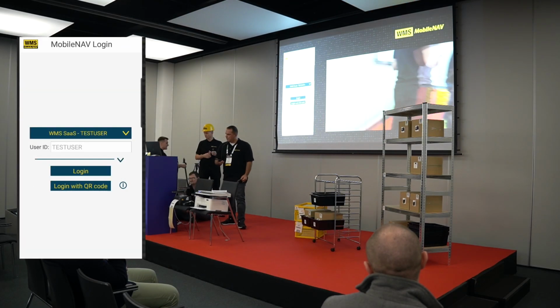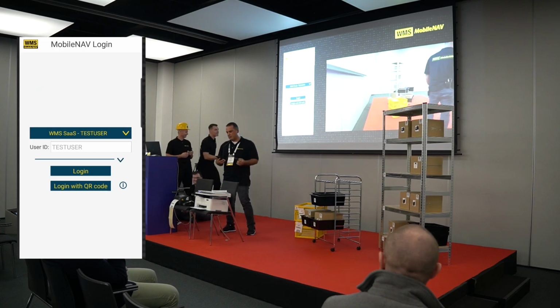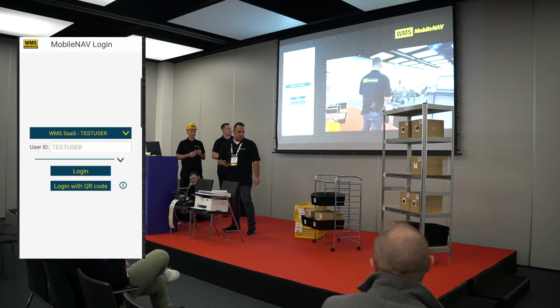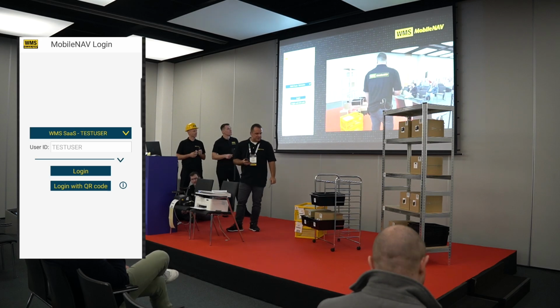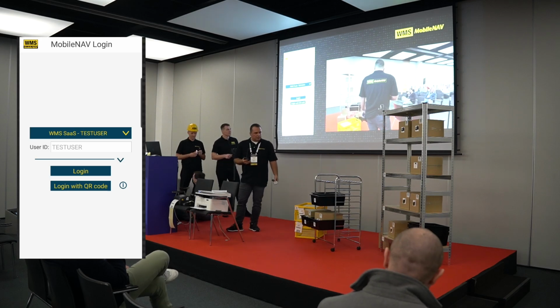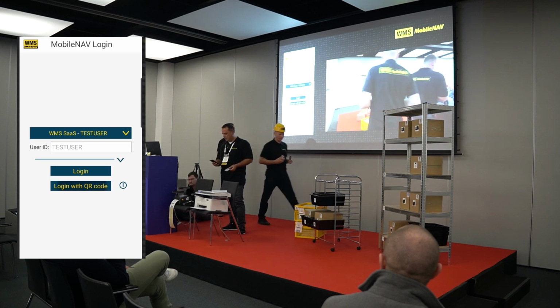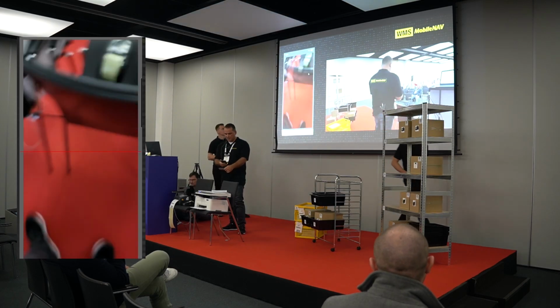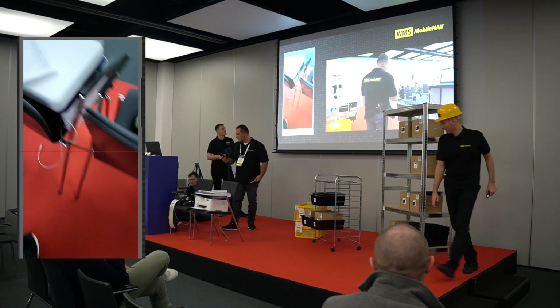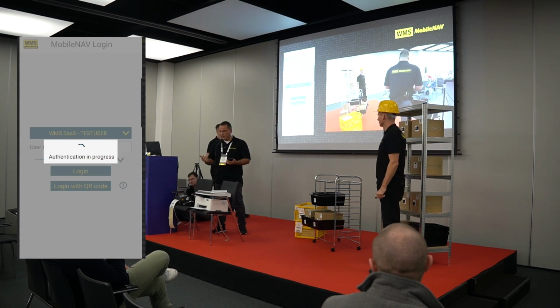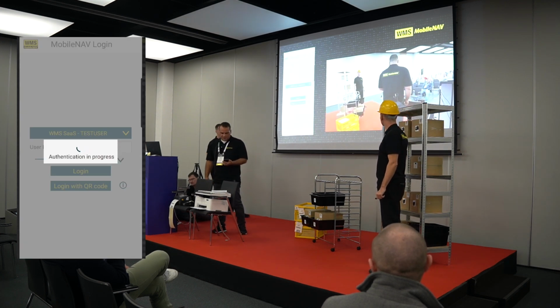Okay, great. So now I'm not using my scanner because the time has come to do the own delivery or own logistics part of the story. In this situation, I will quickly log in with my mobile device using a barcode or QR code. This can also work on these warehouse devices as well. So I quickly log in to the MobileNAV application.